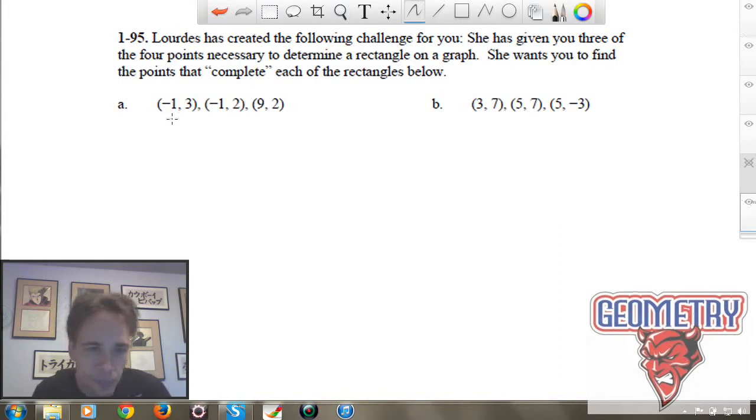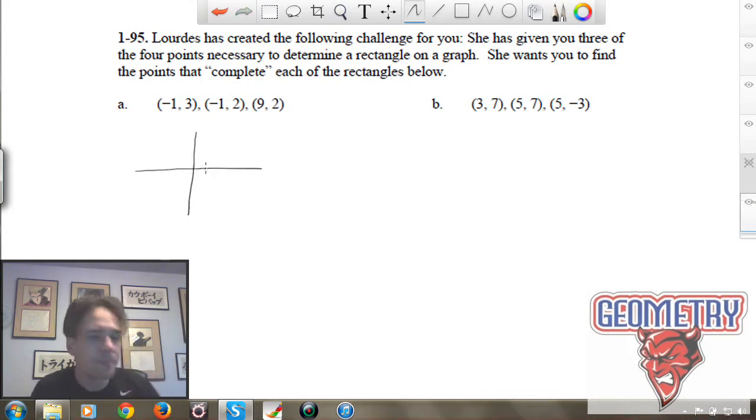So, we got 3 points. We want to find the 4th. We all know what a rectangle looks like, and so as long as we have 3 points, we can figure out where the 4th one's going to be. In order to do this, I'm going to draw a horrible line. Now I'm going to sketch out a graph here of where the points would be, just so I can visually see it. I know you can probably see this in your head, but just to make it easier, we'll put it down here on paper.